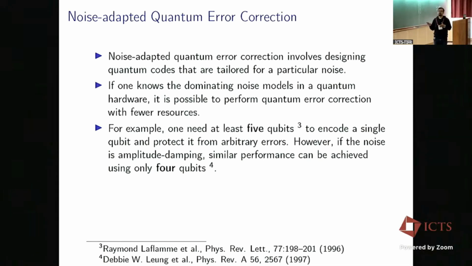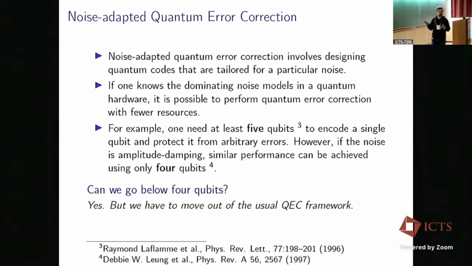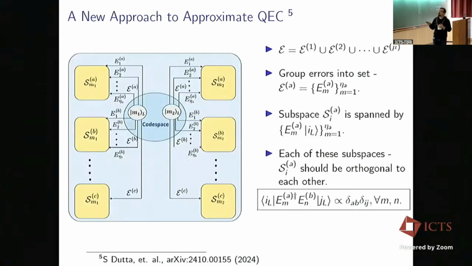And these 4 qubit codes are explicitly mentioned in Prabha ma'am's talk or Dev Jyoti's talk. So now we ask the question: can we do better than 4? Can we go below 4? And the answer is yes, but we have to move out of the usual quantum error correction framework. So we propose a new approach for quantum error correction.